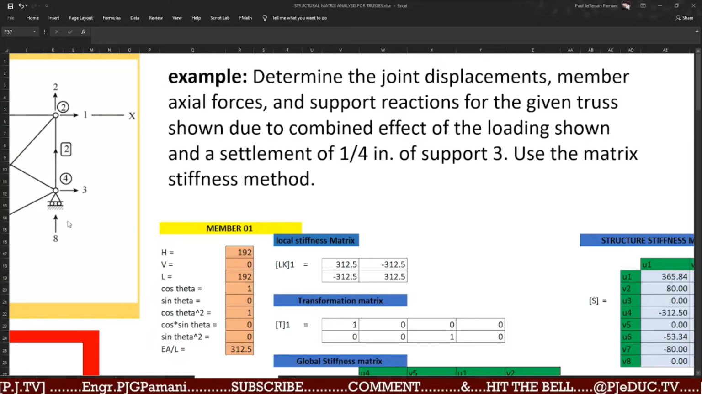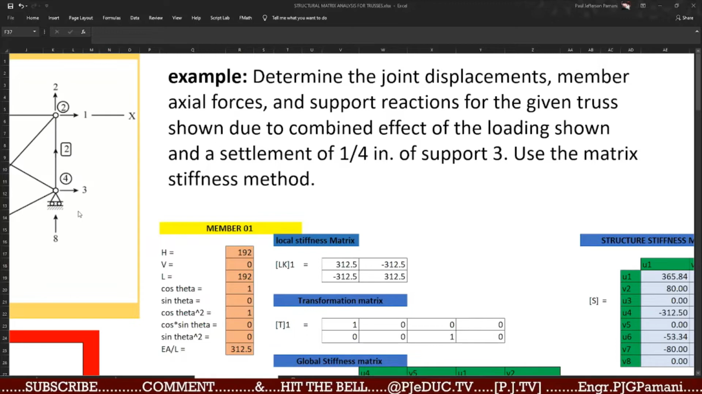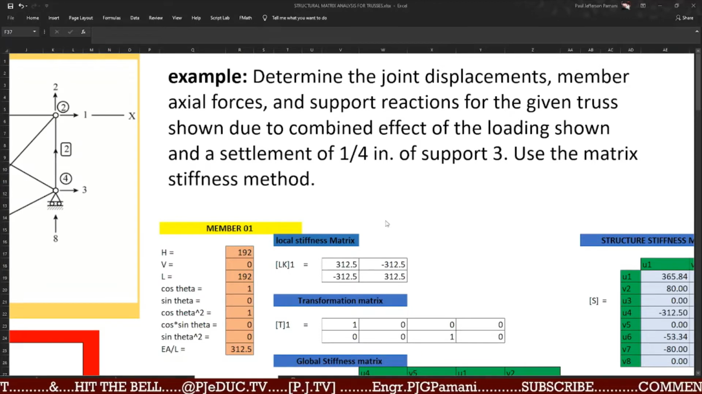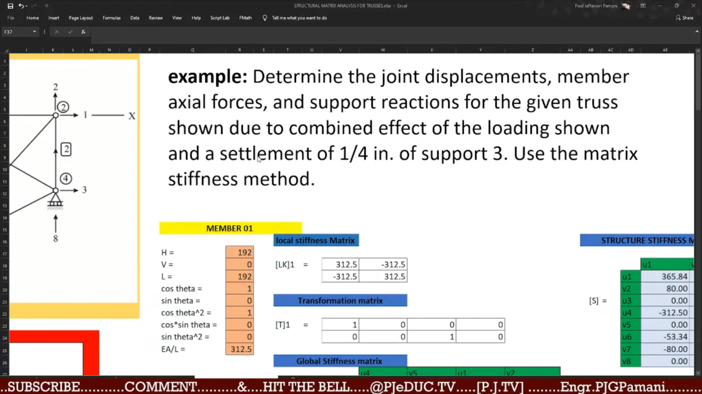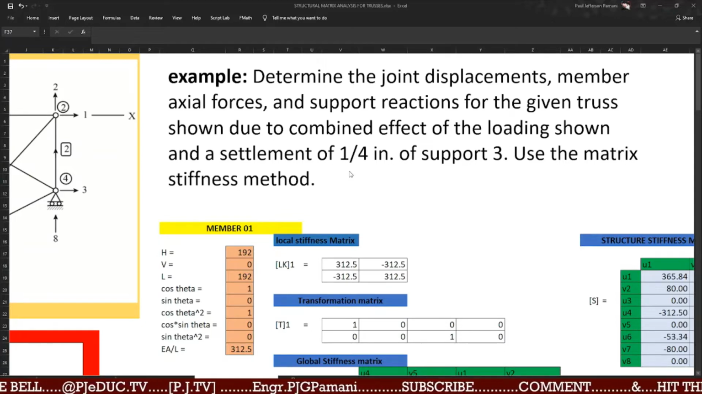Good day, everyone. In continuation with our example problems for structural matrix analysis for trusses, this is now example number 3. You're now asked to determine the joint displacements, member axial forces, and support reactions for the given truss, due to a combined effect of loading and a settlement of 1/4 inch found at support 3 of the given truss system. Use the matrix stiffness method.